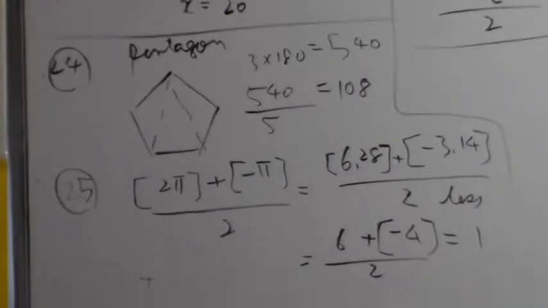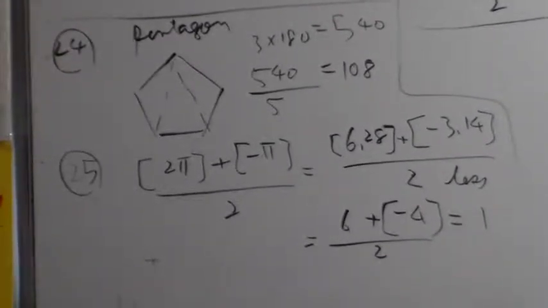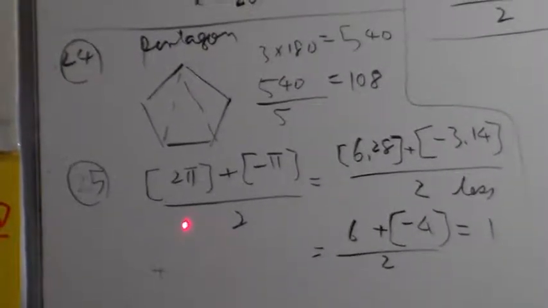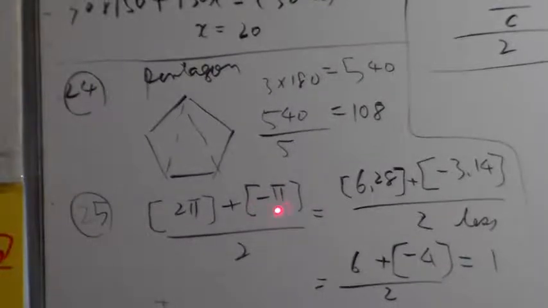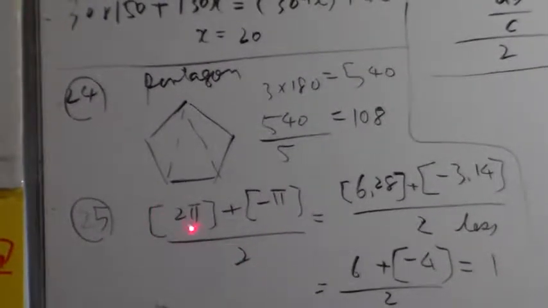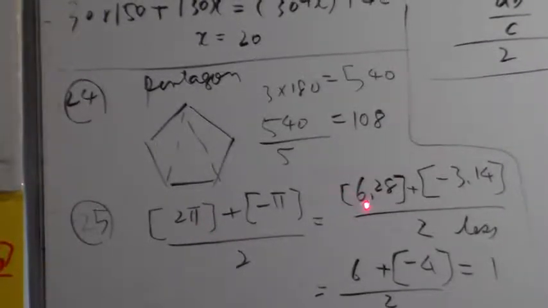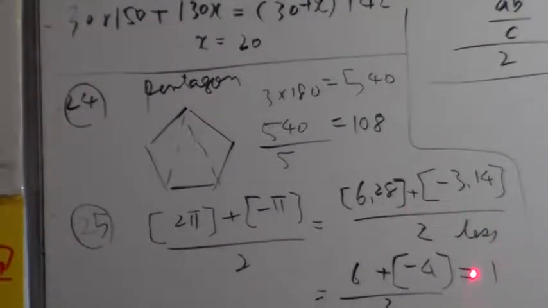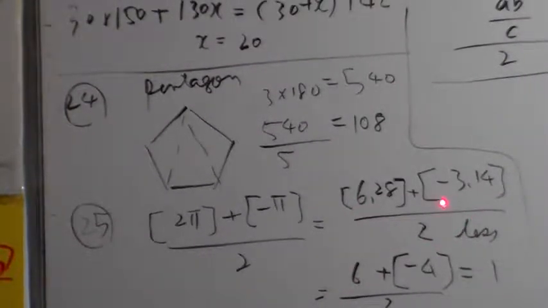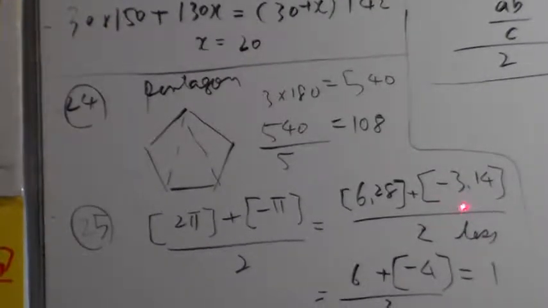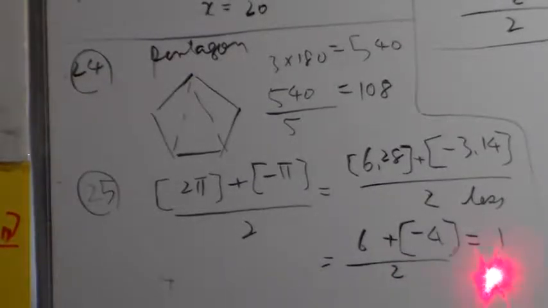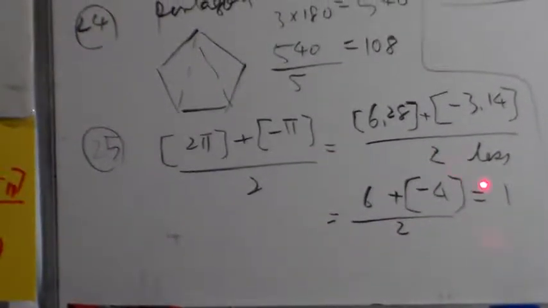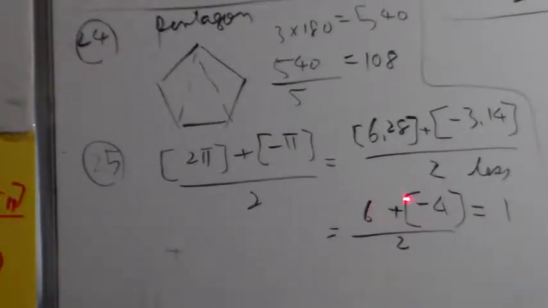Next one is 25. It's a very good question. Least value. So bracket 2 pi plus bracket minus pi divided by 2, right? This bracket means least value, right? So the least value of 6.28 plus the least value of minus 3.14. This least value is 6, correct? But for this one, do not get confused, make sure this least value is minus 4. That's a tricky thing. So 6 plus minus 4 divided by 2 is 1. Be careful in your exam about least value. This is going to be minus 4.